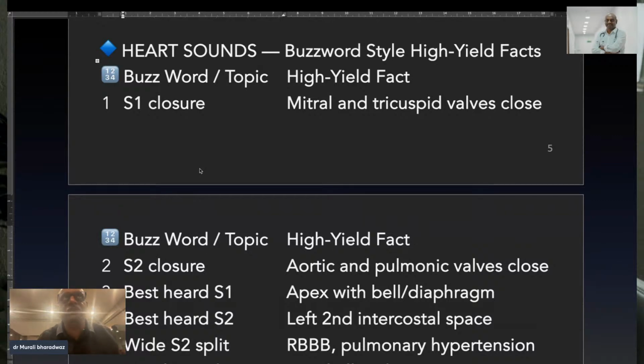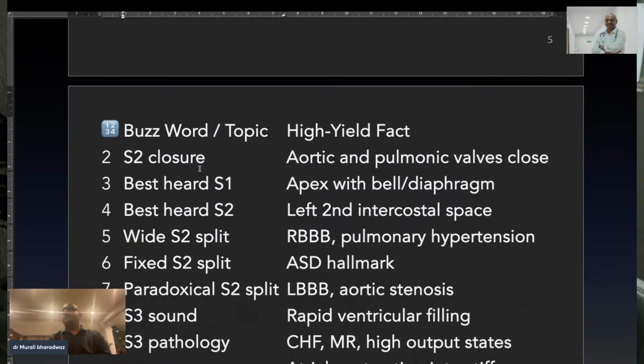Now comes the heart sounds. S1 is mitral and tricuspid closure. S2 is aortic and pulmonary valve closure. S1 is typically heard at the apex, and it is heard typically with the diaphragm. S1 and S2 are heard with the diaphragm. S3 and S4 are heard with the bell because they have low frequency.